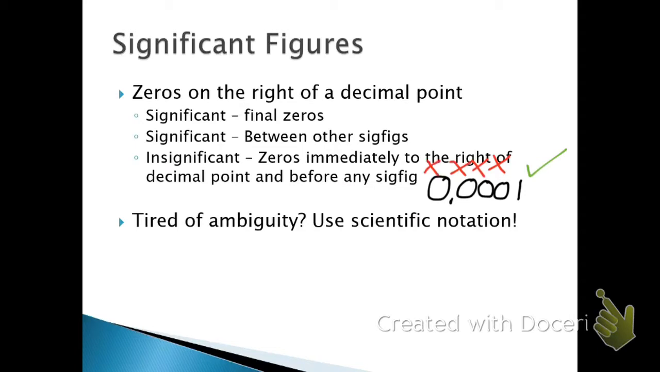Now, the ambiguity I talked about earlier with that number 1300, where it could have been 2, 3, or 4 sigfigs here.